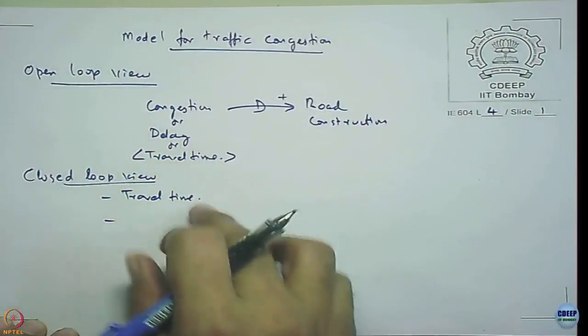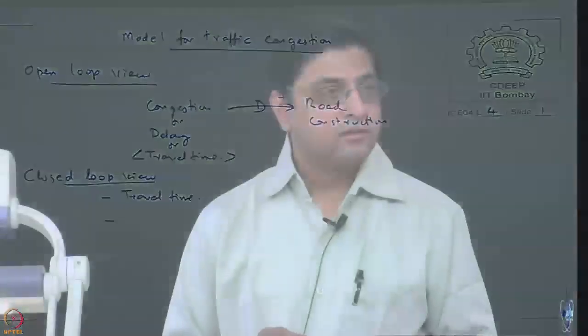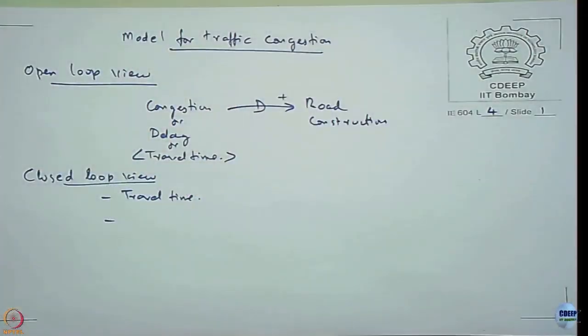So let us define congestion by using what we call travel time. What affects travel time? Some of the things are already given. What affects travel time? Density, or the number of vehicles on the road, as well as the capacity of the road, or the highway capacity, as well as the number of vehicles or the volume of traffic.